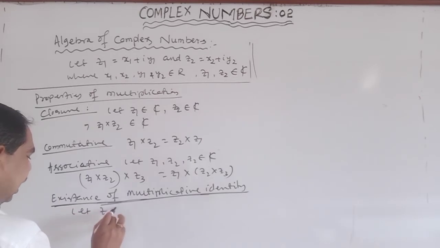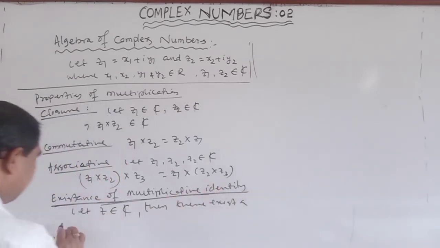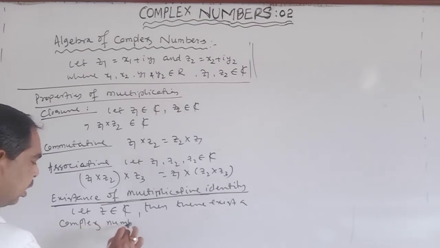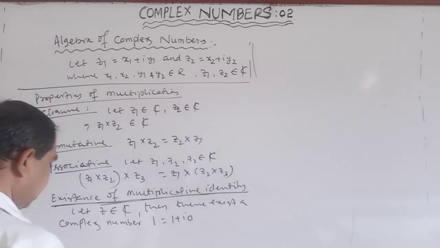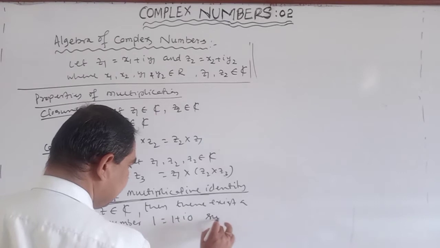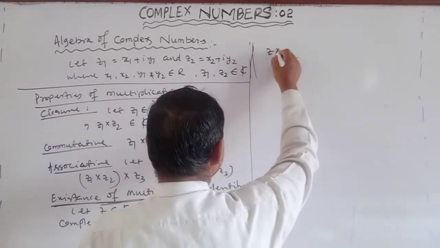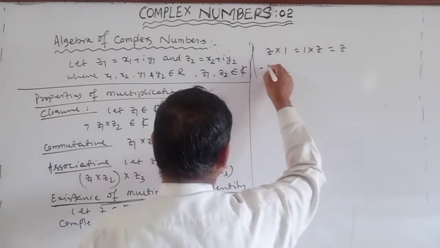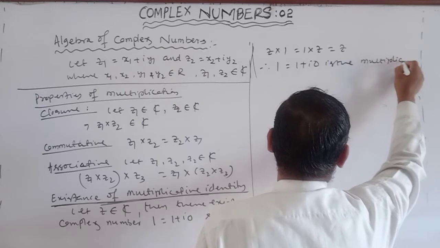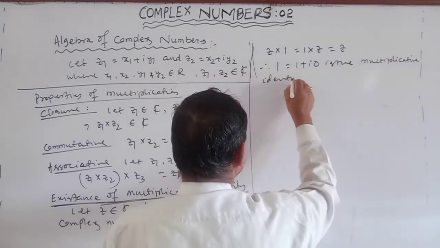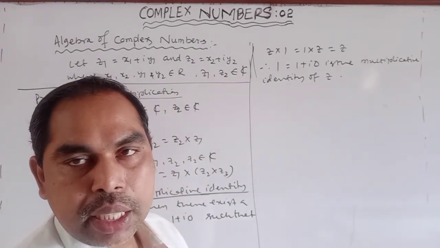Okay, let Z belong to the set of complex numbers C, then there exists a complex number 1, that is 1 plus i into 0, such that Z into 1 is equal to 1 into Z is equal to Z. Therefore 1 is equal to 1 plus i into 0 is the multiplicative identity of Z.